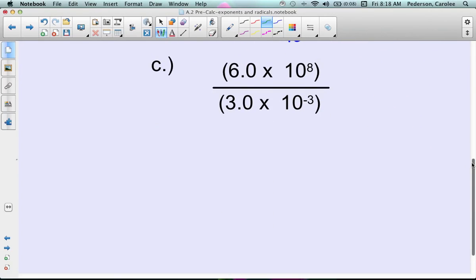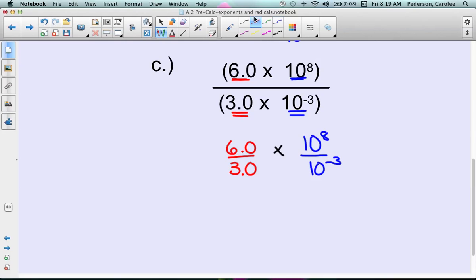Our last example is taking two scientific notation numbers and dividing them. Very similar to multiplication, we divide these two pieces together. So 6.0 divided by 3.0. Now we have times 10 to the 8th divided by 10 to the negative 3.